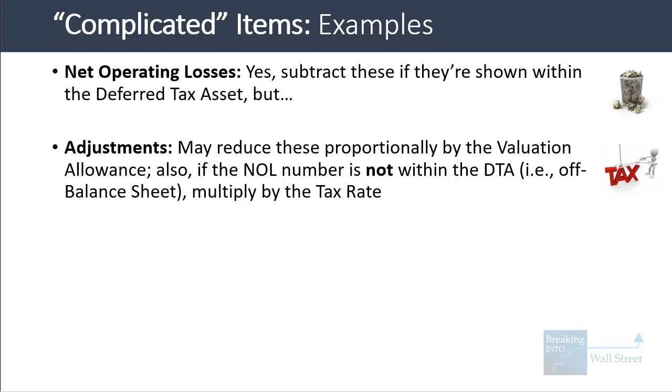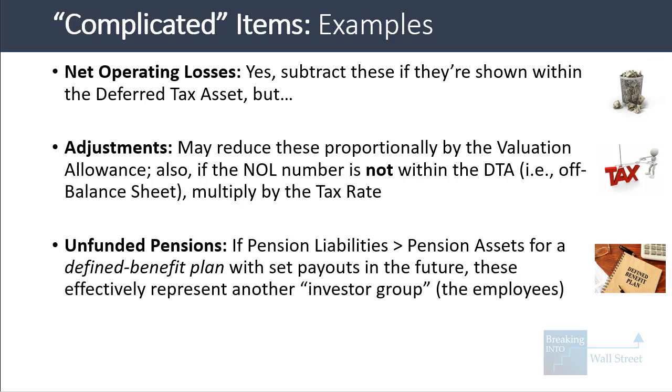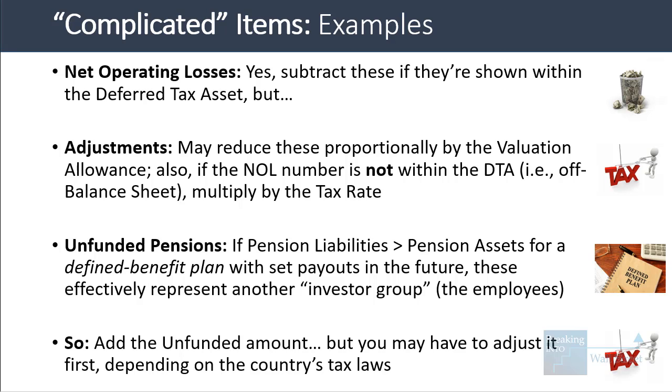The next item that gets a bit more complicated is the unfunded pension. If a company's pension liabilities exceed its pension assets for a defined benefit plan, where the employees get set payouts in the future based on their years of work experience and age, then unfunded pensions effectively represent another investor group. Effectively, the employees are funding the company today because they're giving up some pay in exchange for some amount of benefits in the future when they retire.